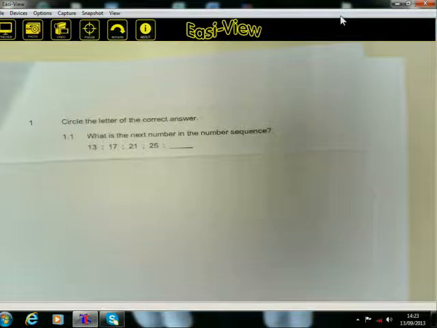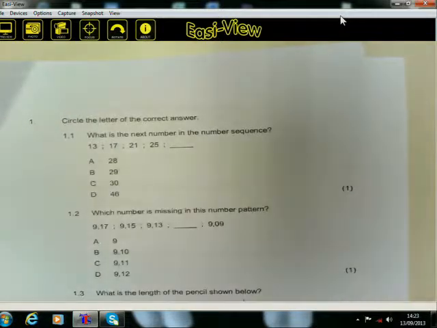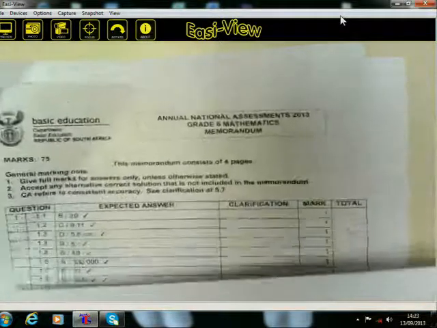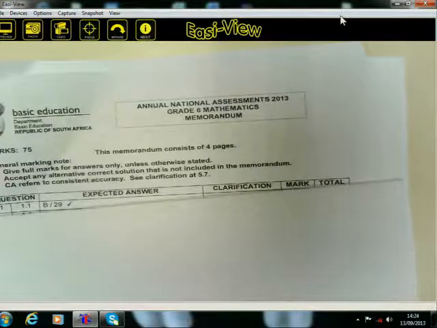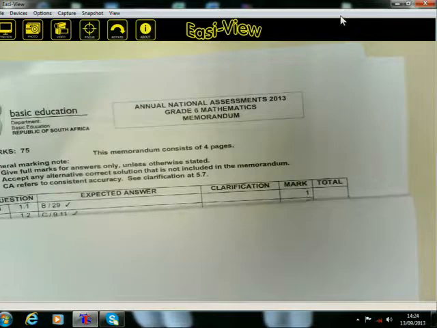Okay, let's look at the memo. The question paper says, what is the next number in the sequence? And then we have 13, 17, 21, and 25. And then the correct answer there is 29. Or a learner may write B there.